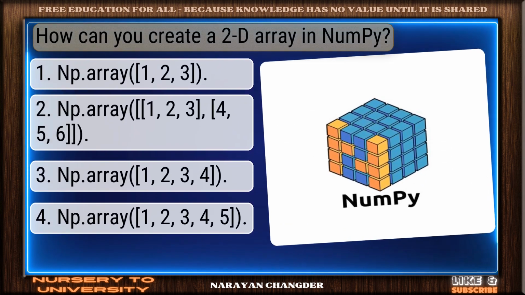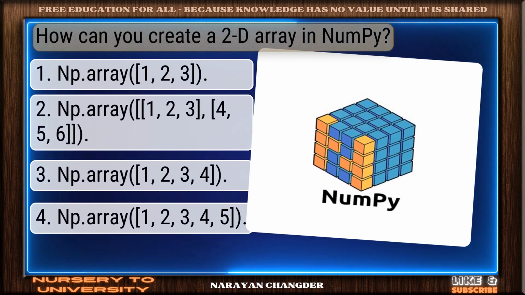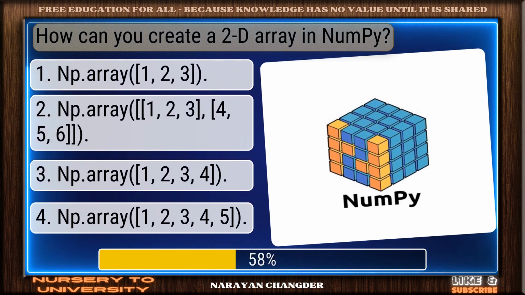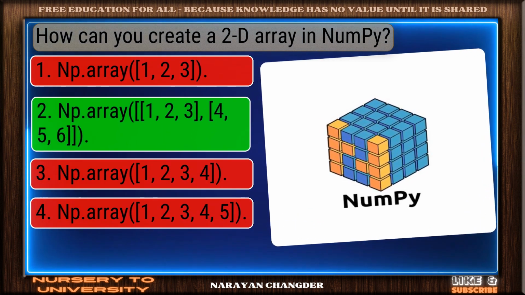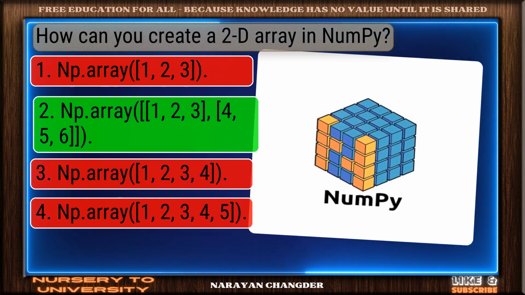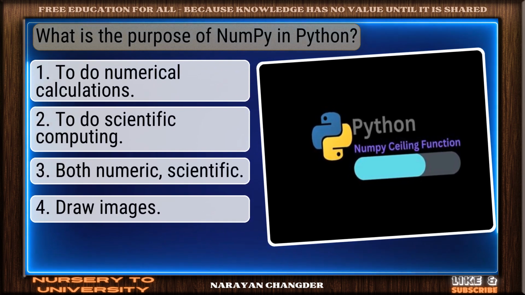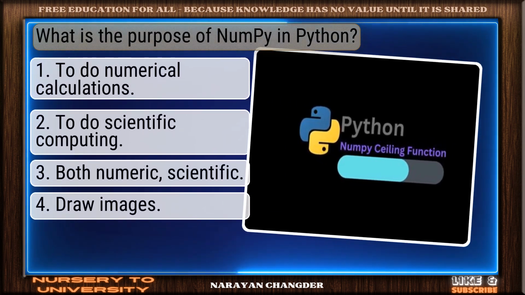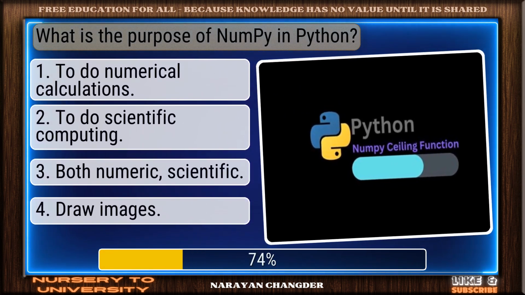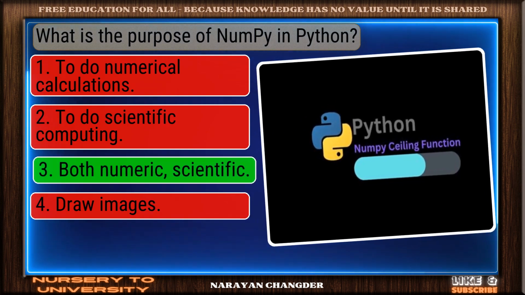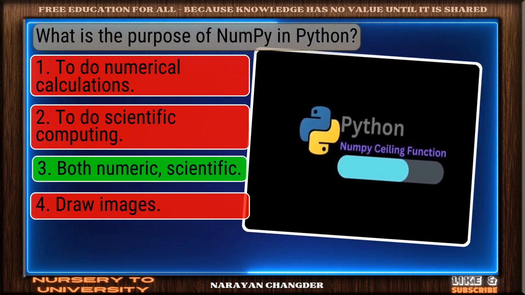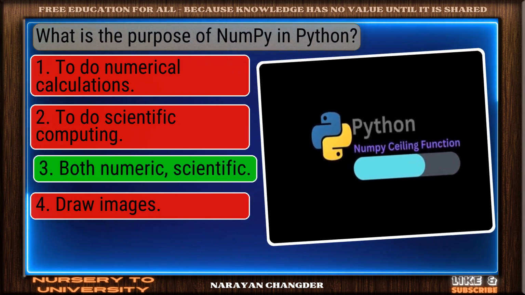Question number 51. How can you create a 2D array in Numpy? Bravo! NP array is the answer. Question number 52. What is the purpose of Numpy in Python? Clear logic. Your choice, both numeric and scientific, is sound and 100% true.